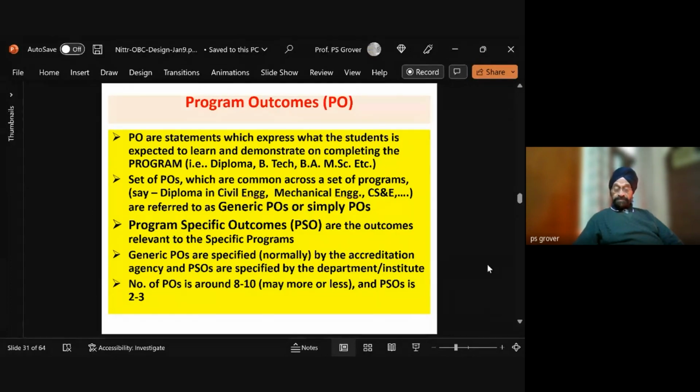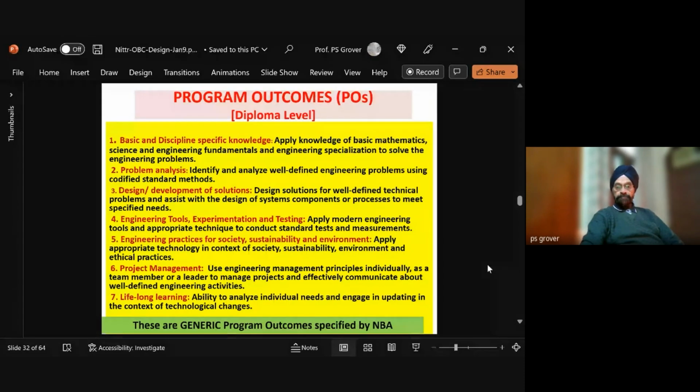And industry needs those competencies, skills. That's how the link becomes established between these things. Now here are some program outcomes for diploma level. For example, basic and discipline specific knowledge. This is the graduate attribute. When I write it down, apply knowledge of basic mathematics, science, engineering fundamentals, all those things, then this becomes a program outcome. This is measurable.